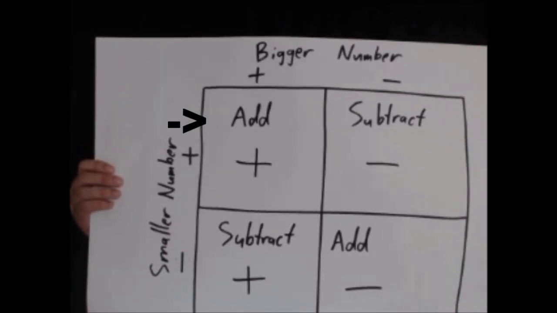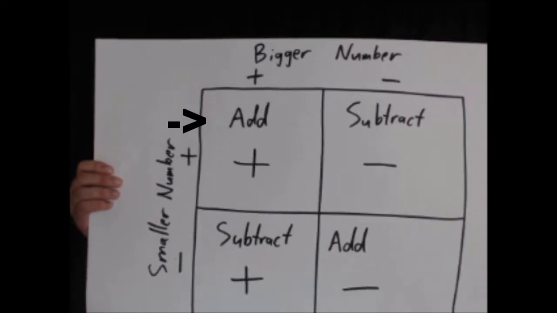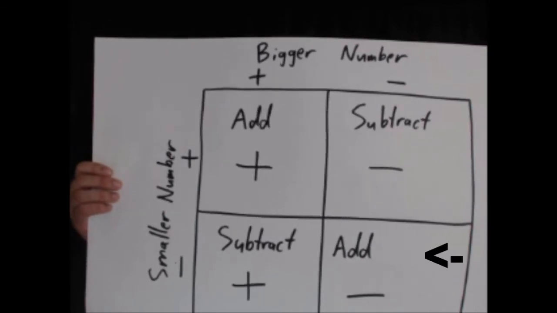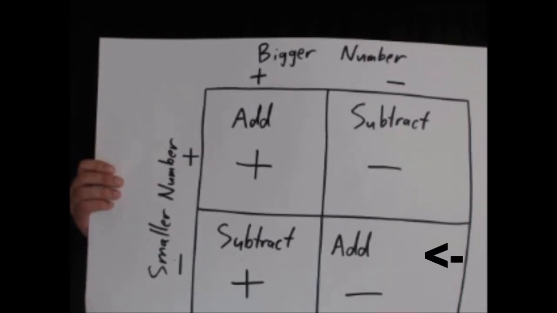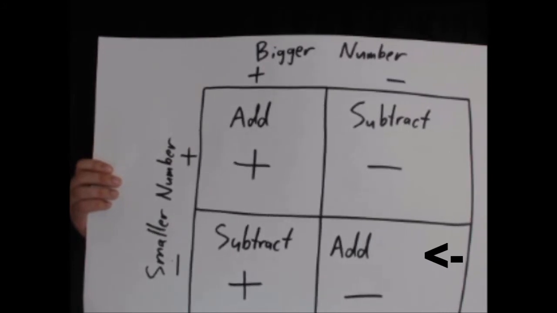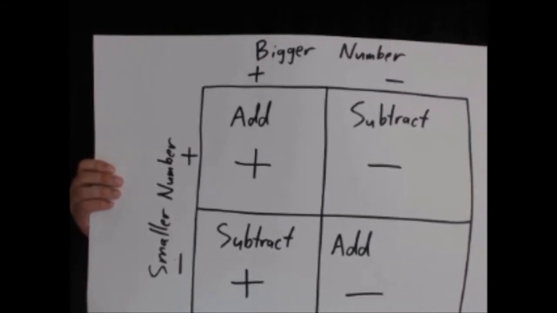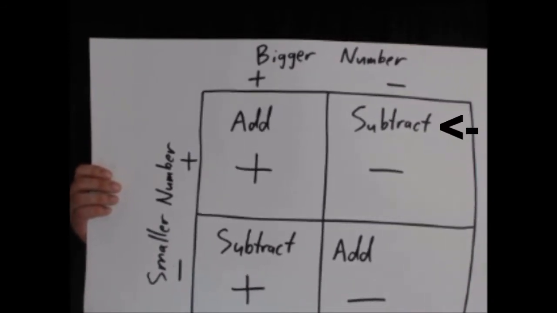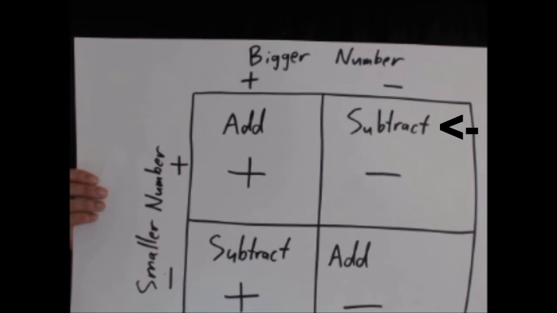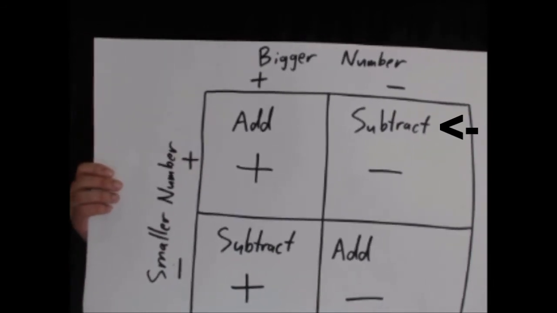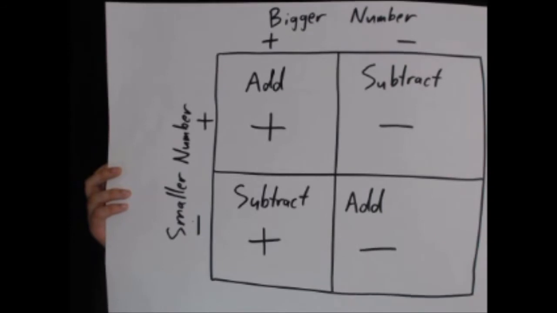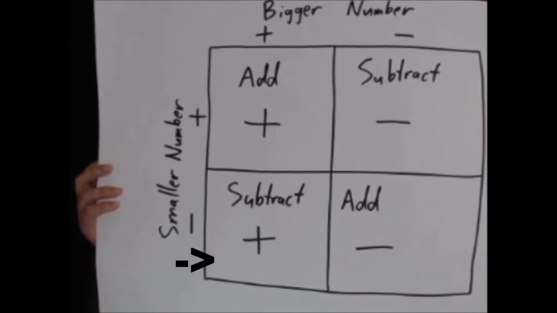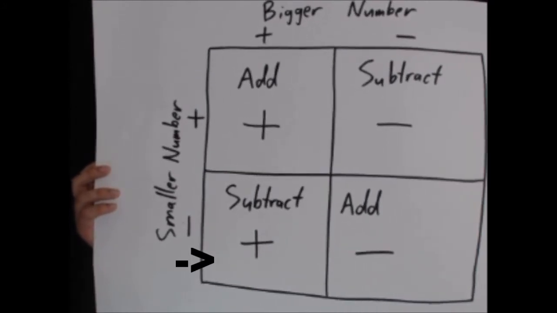If both your bigger number and your smaller number are positive, then you just add them. Piece of cake. If both your bigger number and your smaller number are negative, then you still add them as if they were positive numbers, but you remember that your answer is negative. If your bigger number is negative and your smaller number is positive, then you subtract them as if they were both positive numbers, but you remember that your answer is negative. And finally, if your bigger number is positive and your smaller number is negative, then you just subtract as if they were both positive, and your answer is going to be positive.